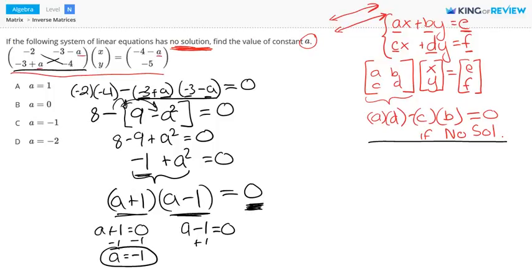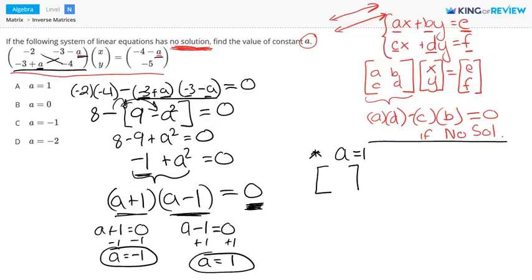And here we'll add 1 on both sides. So we have a equals positive 1. So now we have two possible solutions here, but we need to check which one's correct. So let's first think about when a is equal to 1. So if a is equal to 1, we know that these values for a must be 1. So let's fill out this matrix equation when a is equal to 1.